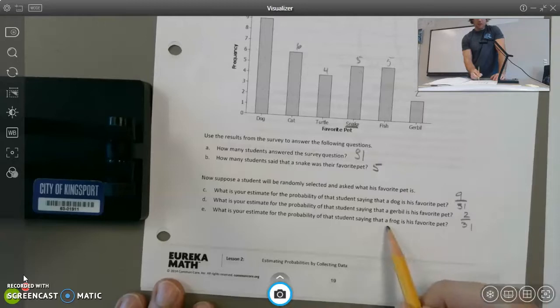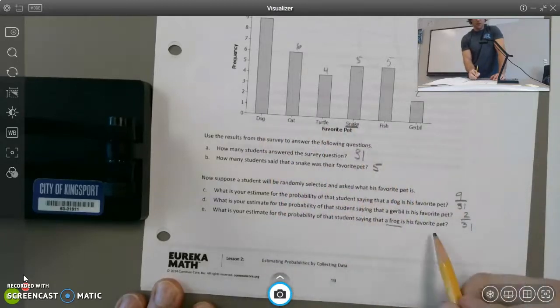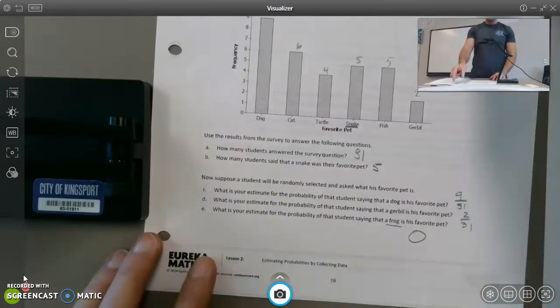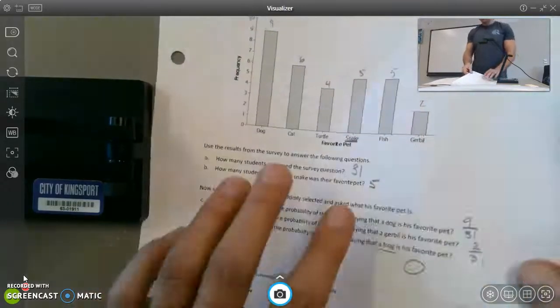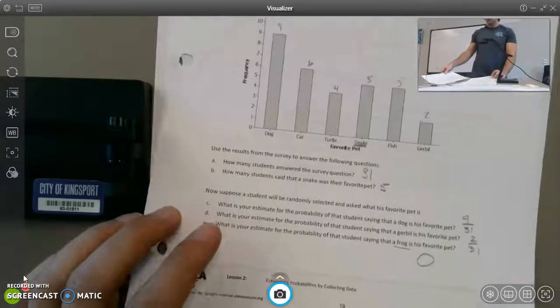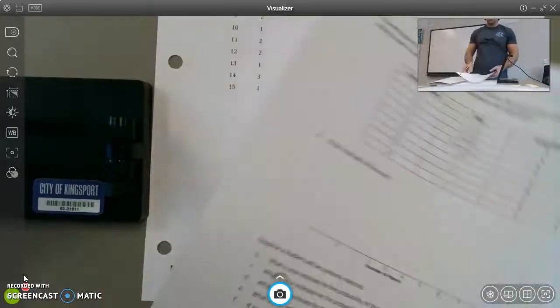How many students said frog? Well, of the 31, none of them said frog, so the answer is 0. The probability is 0. Does that mean it is impossible for a frog to be someone's favorite pet? No, it's not impossible, but based on our experience, we find the probability to be 0.